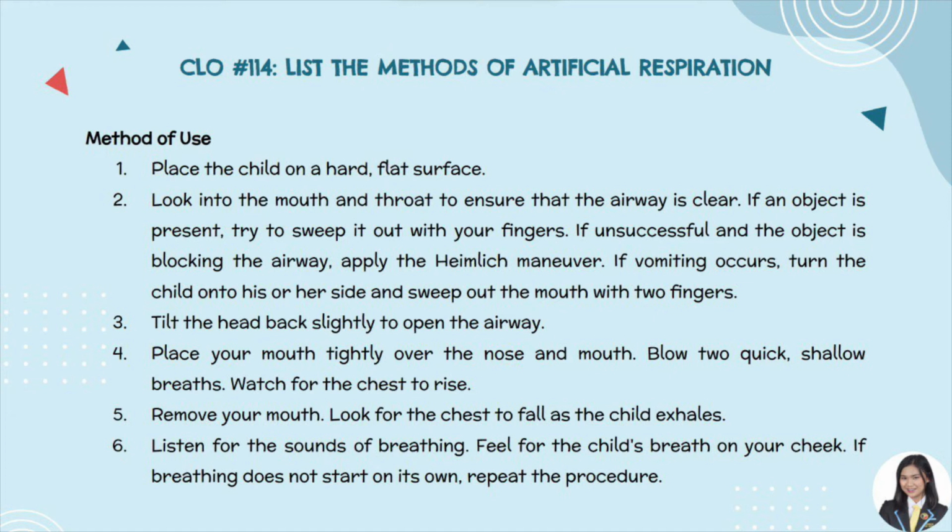If vomiting occurs, turn the child onto his or her side and sweep out the mouth with two fingers. Third, tilt the head back slightly to open the airway. Fourth, place your mouth tightly over the nose and mouth. Blow two quick shallow breaths, which are smaller breaths than you would give to an adult, and watch for the chest to rise. Fifth, remove your mouth.